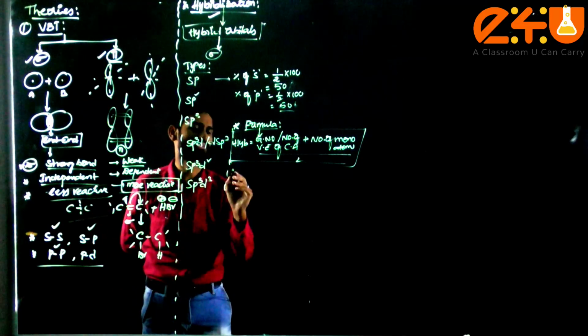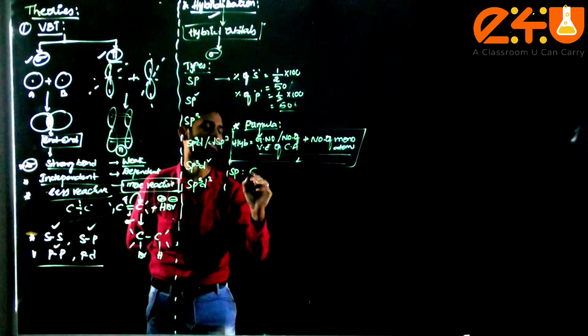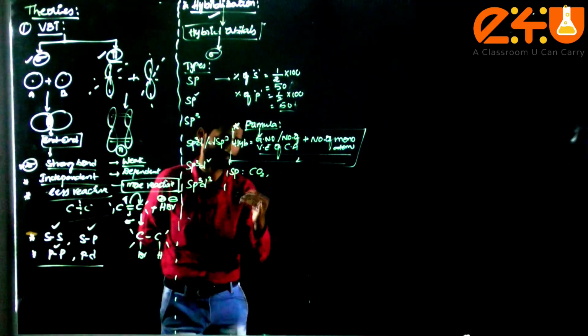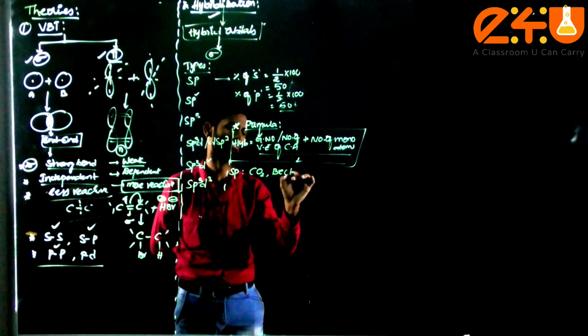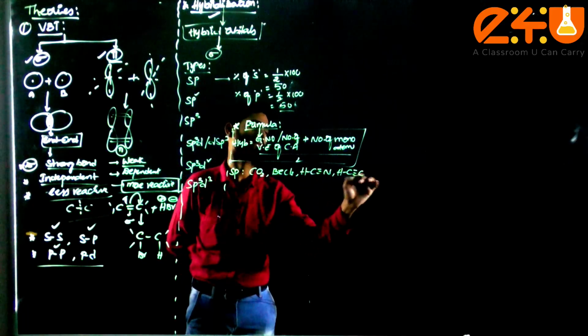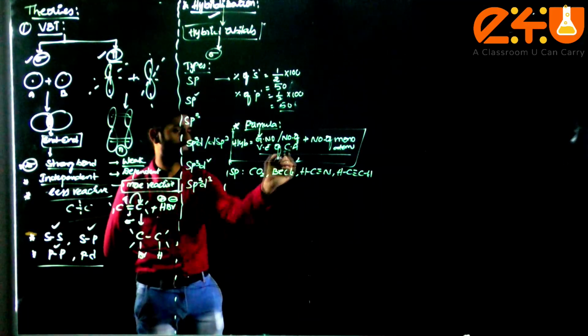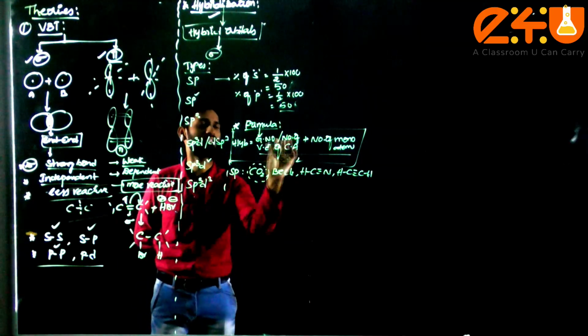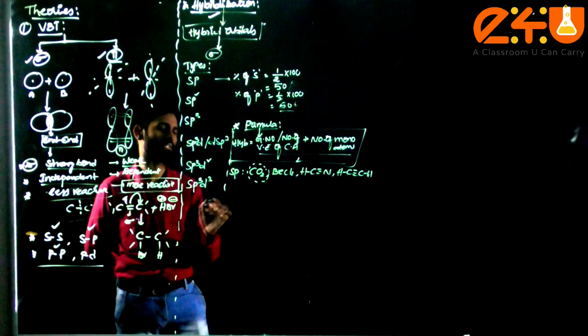Now I am starting with Sp hybridization. For Sp you can take CO2 molecule, next one BeCl2, next one HCN, next one ethyne, C2H2. Sir, I will consider this molecule, sir, whether this formula is correct or not. Let me check it here.